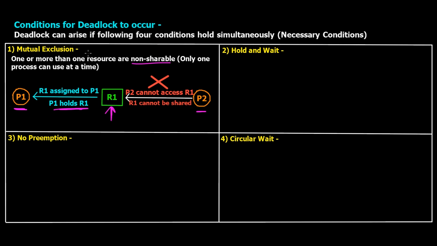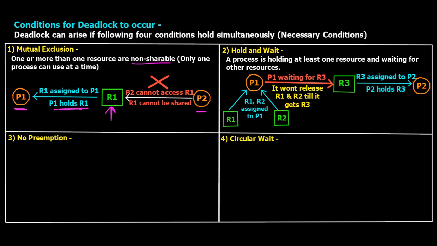Now let's see what hold and wait is. In hold and wait, a process is holding at least one resource. It can hold more than one, but it is holding at least one resource and is waiting for other resources too. Let's see a diagram and understand this in more detail. Again, we have P1 which is process 1, and P2 which is process 2. Now P1 already has 2 resources, so it is holding R1 and R2.